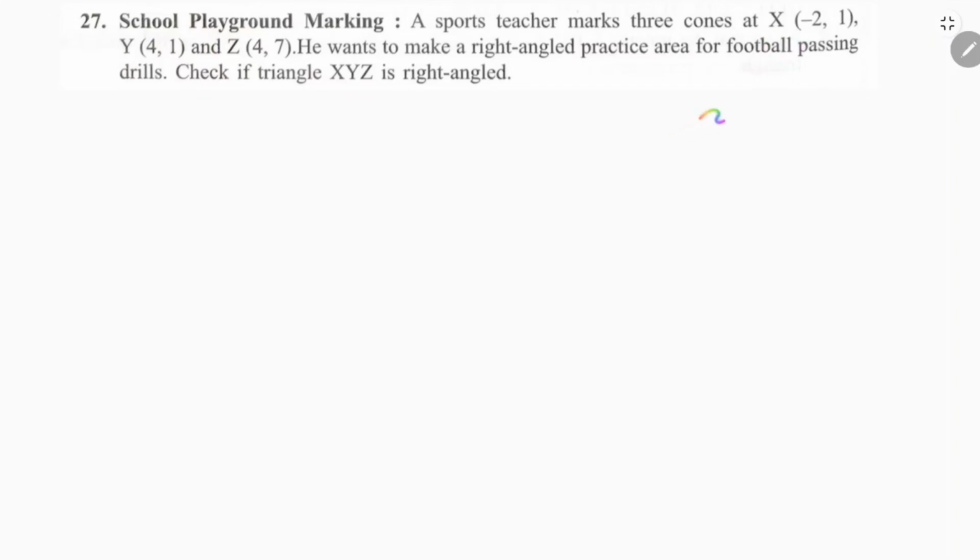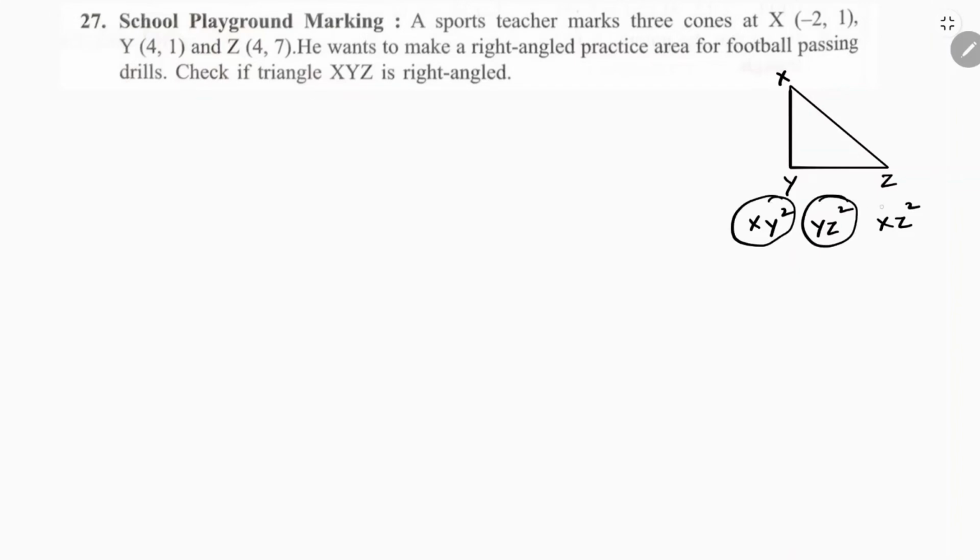So to check for a right angle triangle, first find all the three distances, all the three sides. First find XY, then YZ, then XZ. Then arrange in ascending order, or you can square all the sides. If you add any two sides after squaring and you get the third one, then it is a right angle triangle.